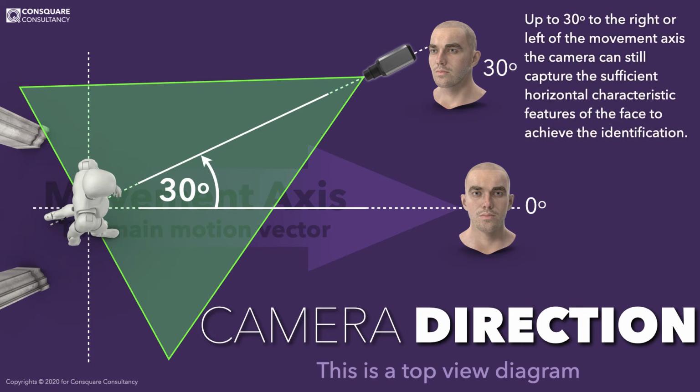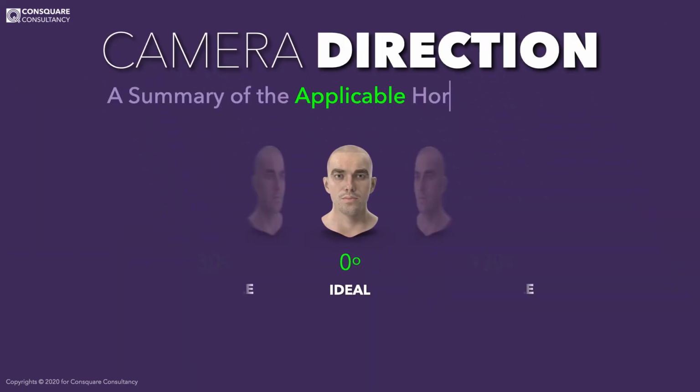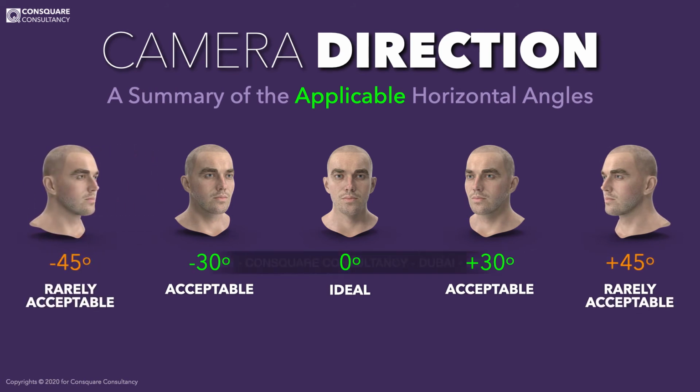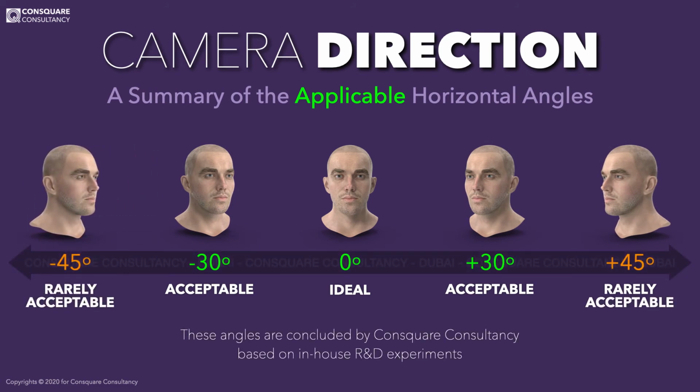Up to 30 degrees to the right or left of the movement axis, the camera can still capture the sufficient horizontal characteristic features of the face to achieve the identification. A summary of the applicable horizontal angles. These angles are concluded by Consquare Consultancy based on in-house research and development experiments.